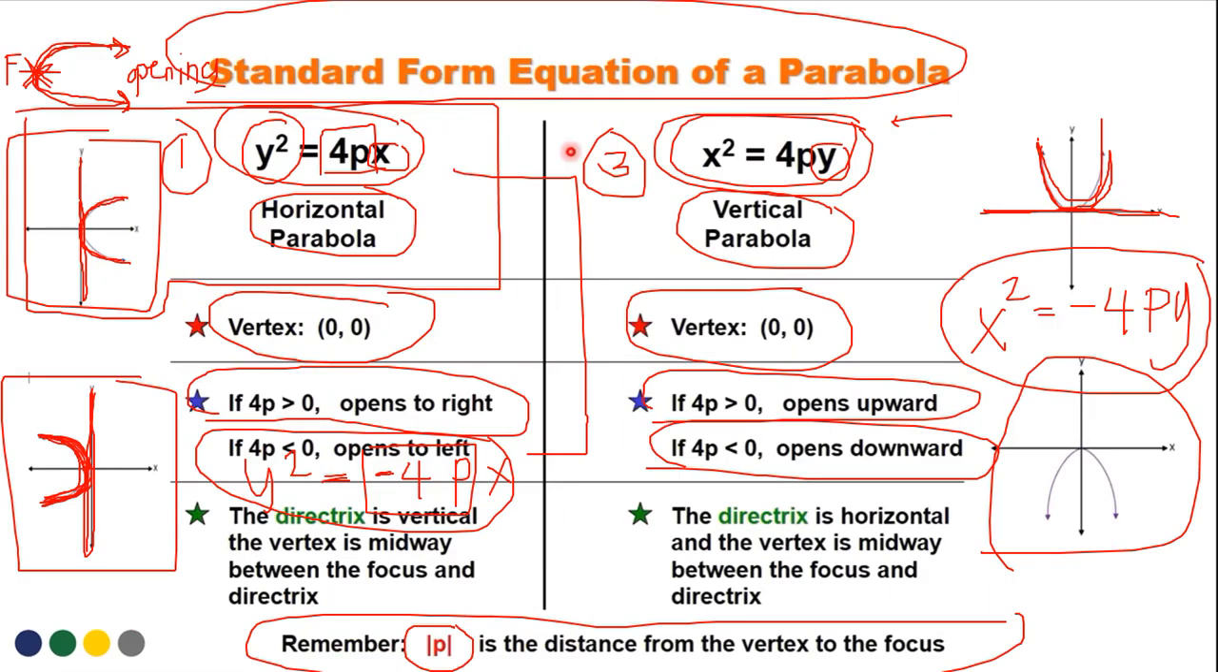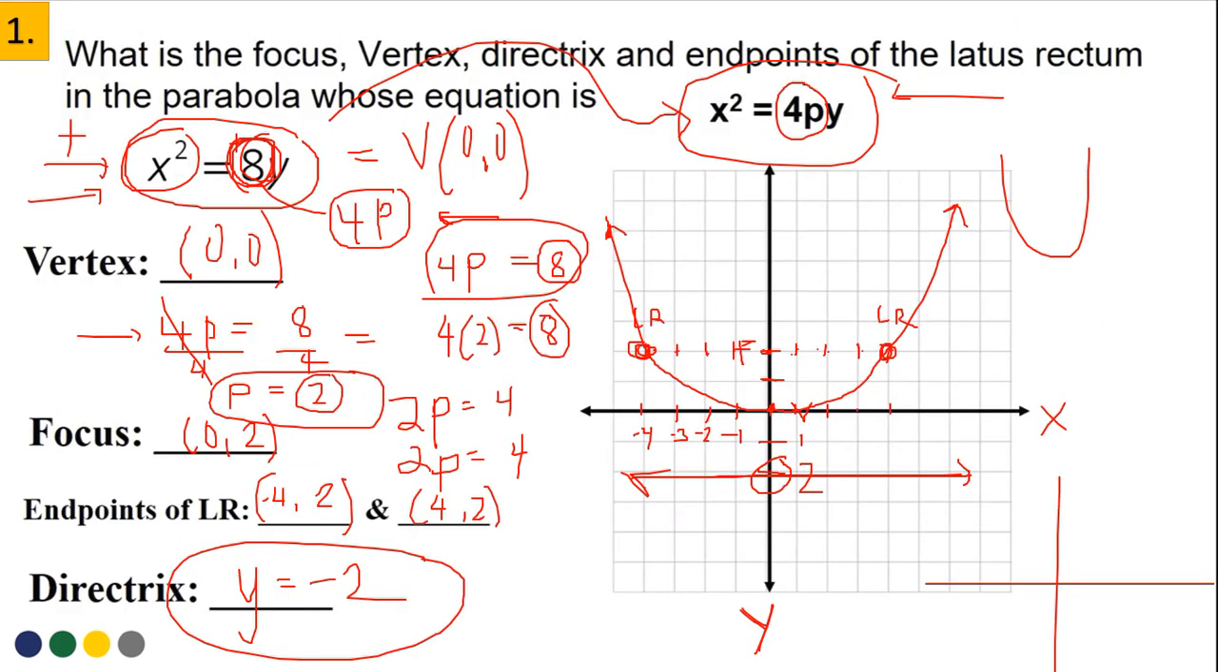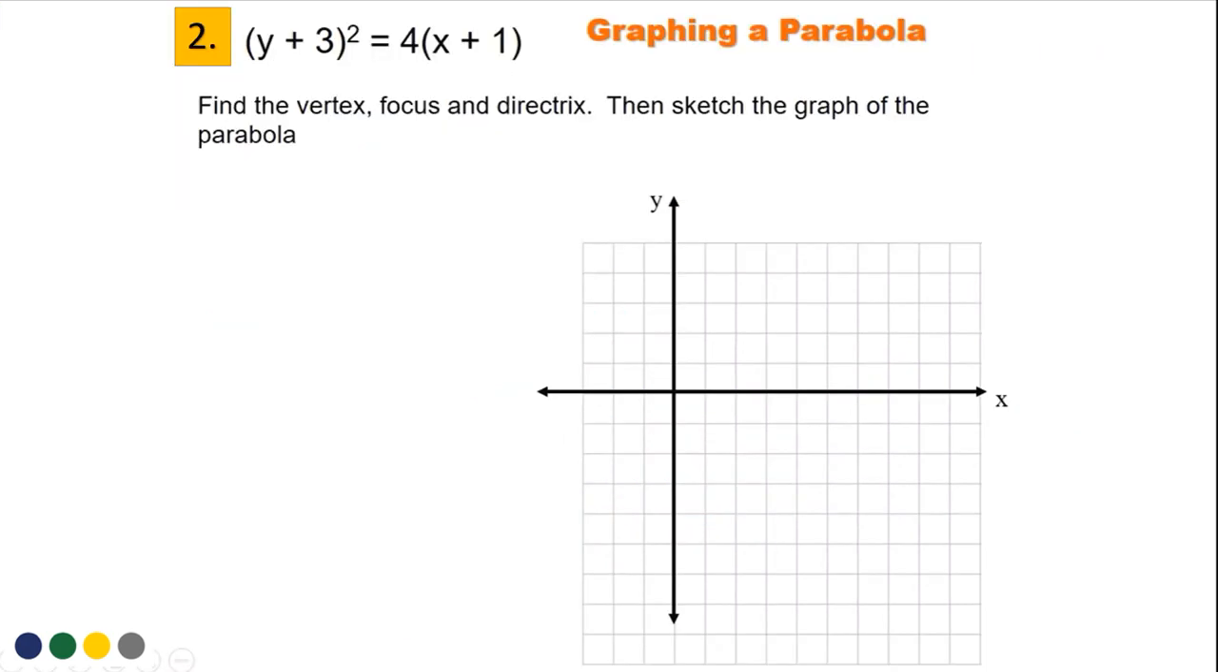Tignan nyo yung pattern natin, kung nakaharap sa x ba o nakaharap sa y. So, ito yung example na may vertex na is 0, 0. So, what if the vertex is at HK? So, here is the perfect example for that. As you can see, napalitan po ng plus.